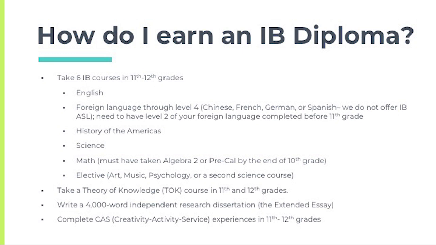And then you're going to complete CAS. CAS stands for Creativity, Activity, and Service. And you will have 2 years to complete your CAS experiences. So those of you interested in pursuing an IB diploma, I've given you the shortest overview of this on this slide. There will be more to come about that. We're having a meeting that I will talk about later on in this slideshow that will go into great detail about the program in every single class. But that's a brief overview of what it takes to earn the IB diploma.